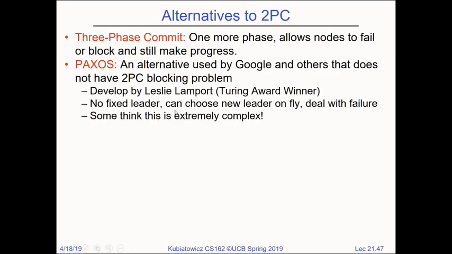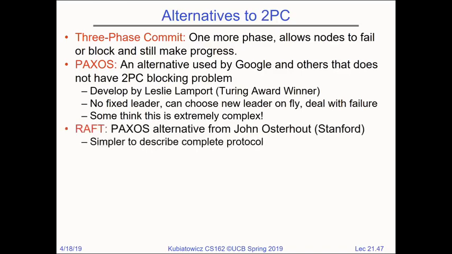Some people think it's extremely complicated. Many people think it's extremely complicated, but Google has managed to implement it, we think. Okay, and they've written papers claiming they've implemented it, we think. There's another one called Raft from John Ousterhout, who started here at Berkeley. He's now at Stanford, which is a simpler protocol to describe. It has some of the same properties as Paxos. Seems pretty cool.